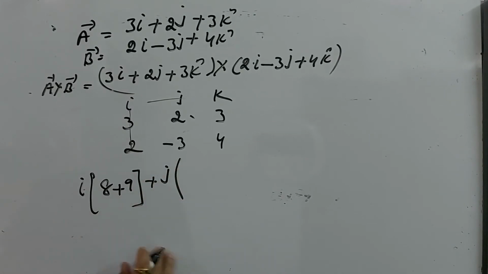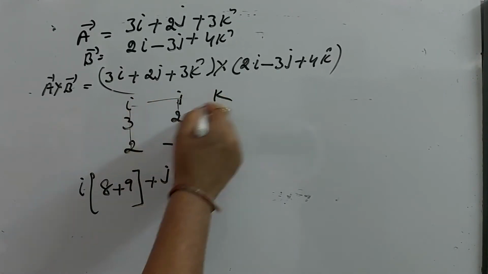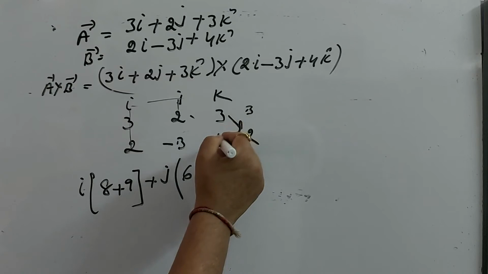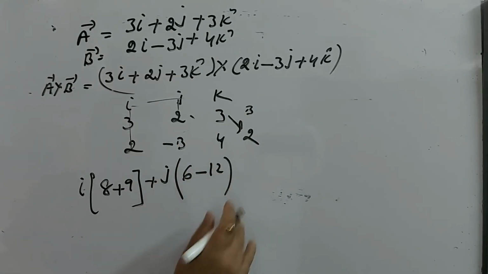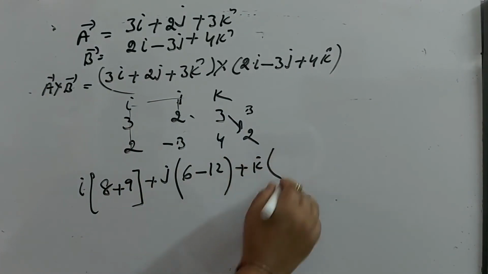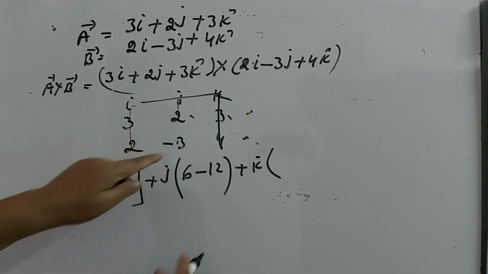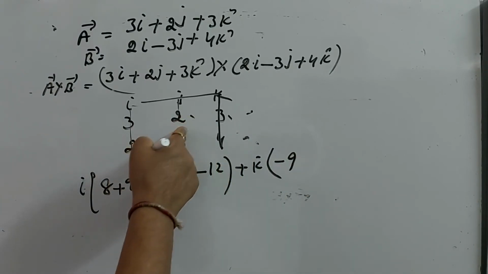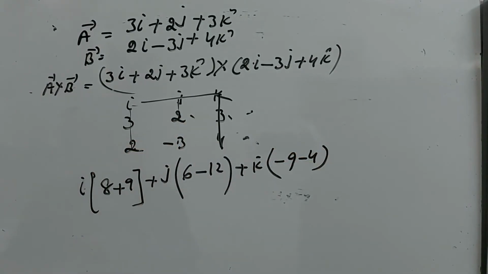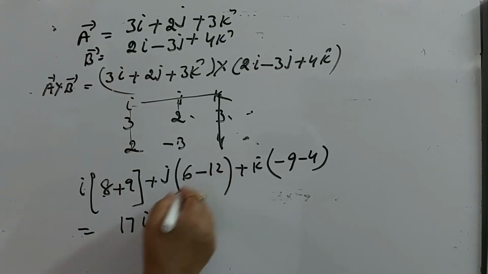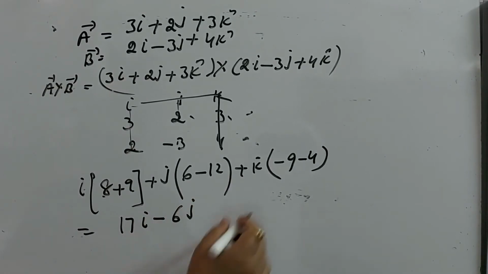Similarly j, you leave this line, and you write this 3 2 again, you multiply, this is 6, this is 12, this will be now minus 12, because if you go from this side to this side, the sign is changed. Plus k. Now k, you leave this line and this line, this is minus 9, and this is 2 to 4, and this will be minus 4. So this will be 17i, and this is minus 6j, and this is minus 13k.